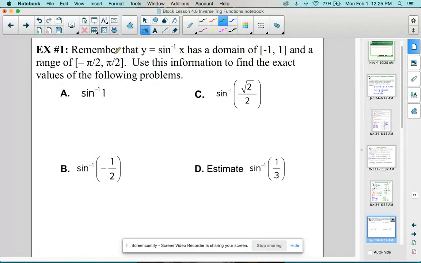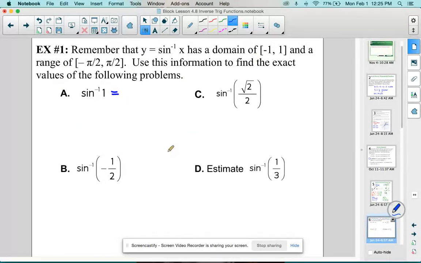So example 1, this is what your homework is going to look like, okay? Example 1: remember that the inverse sine graph has a domain of -1 to 1 and a range of negative pi by 2 to pi by 2. Use this information to find the exact values of the following problems.